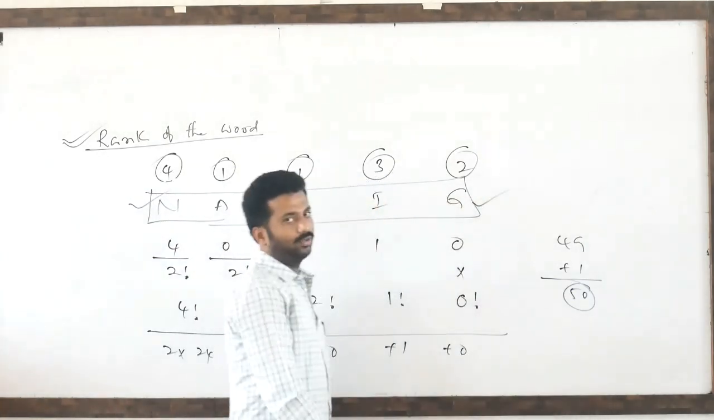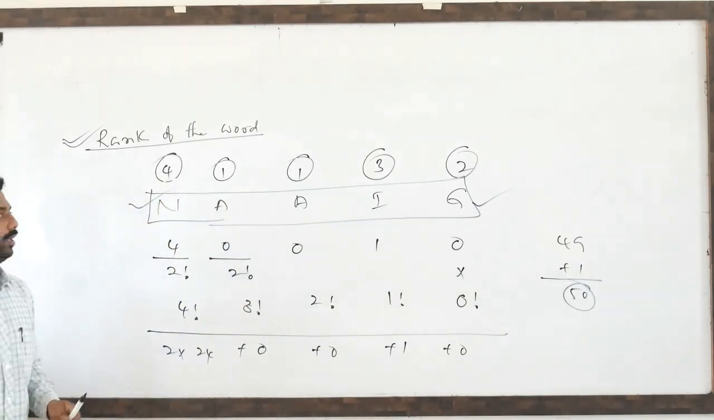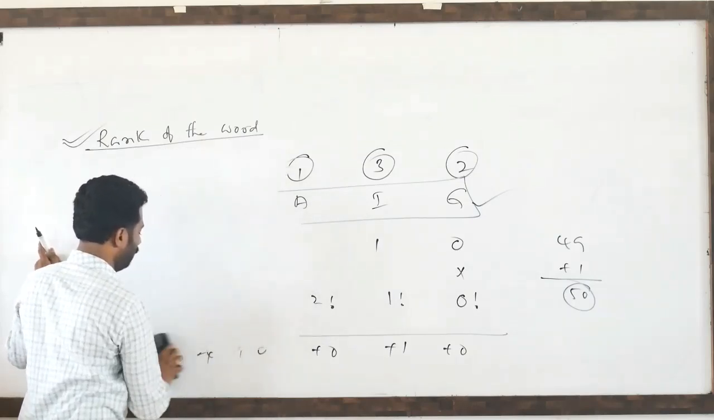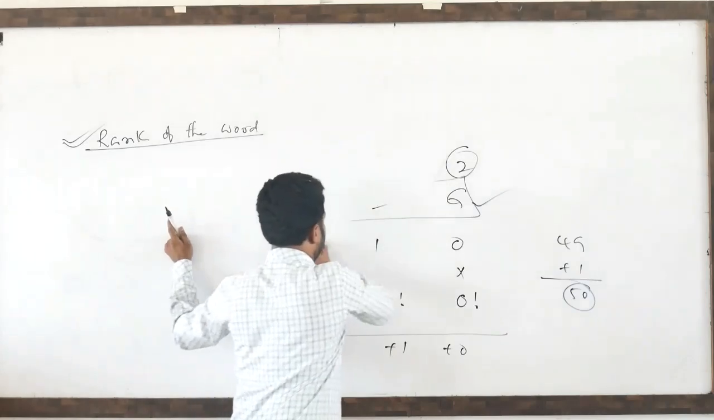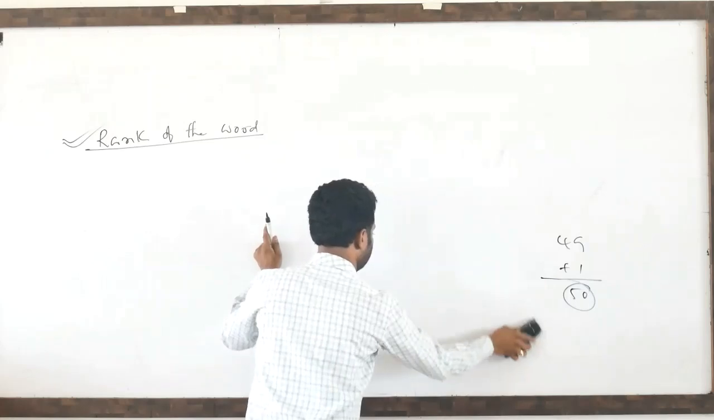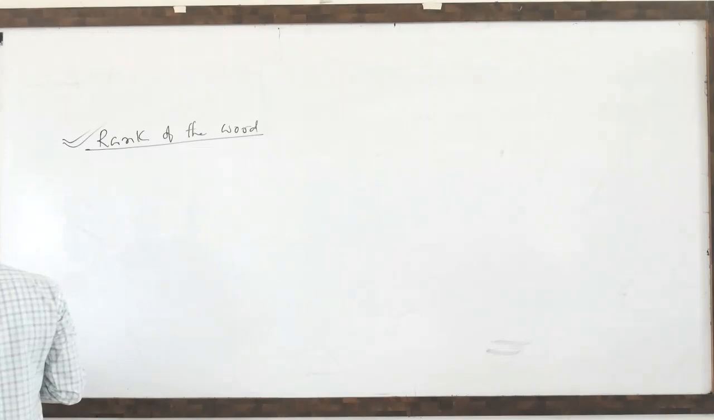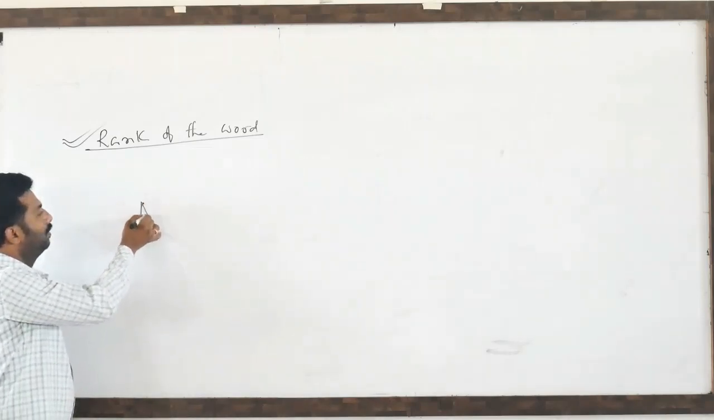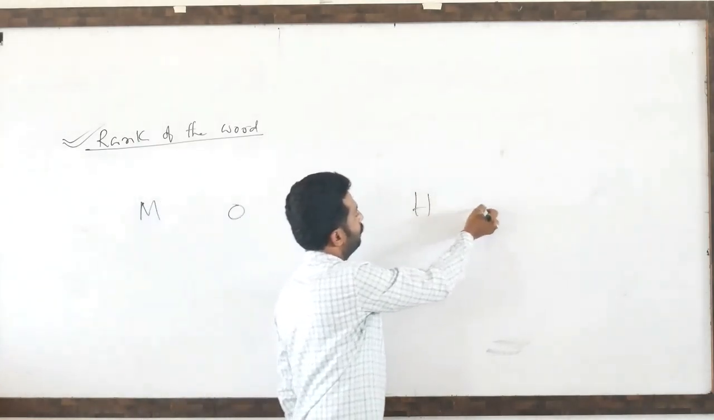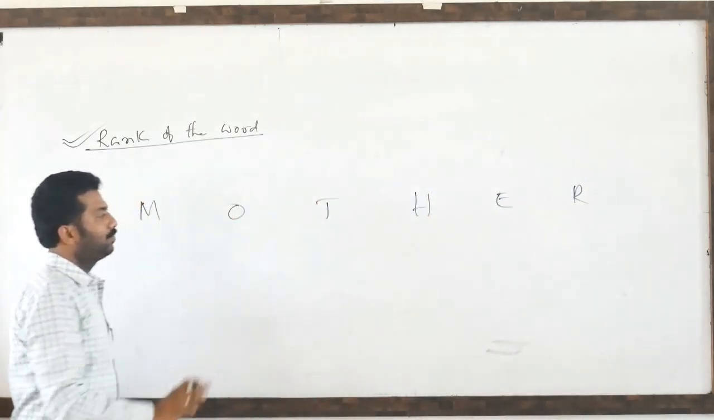So you don't bother about it. Only from the entrance point of view, this is how to calculate the rank of the word. Next. One more word we'll see. That is MOTHER, M-O-T-H-E-R. What is the rank of this word?